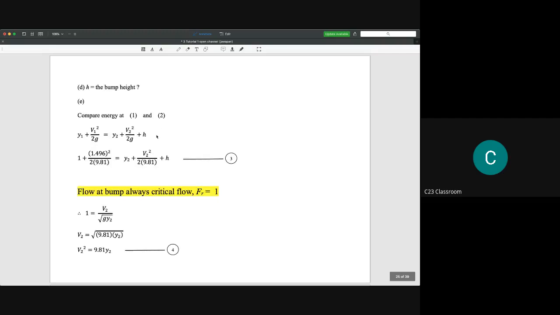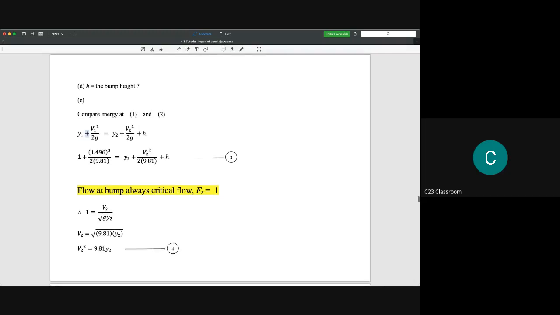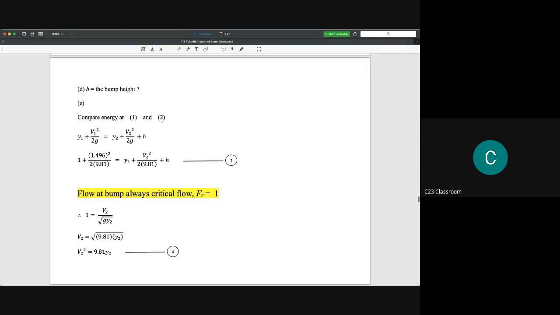That's why when we compare point number 1 and point number 2, at point number 1 we just use this energy equation. And at point number 2, we still use the same energy equation, but we add a parameter H here to reflect the height of the bump that creates a level to increase the potential energy. Then we substitute all the values that we have. In equation number 3 here, we have 3 unknown parameters, which are Y2, V2, and H.